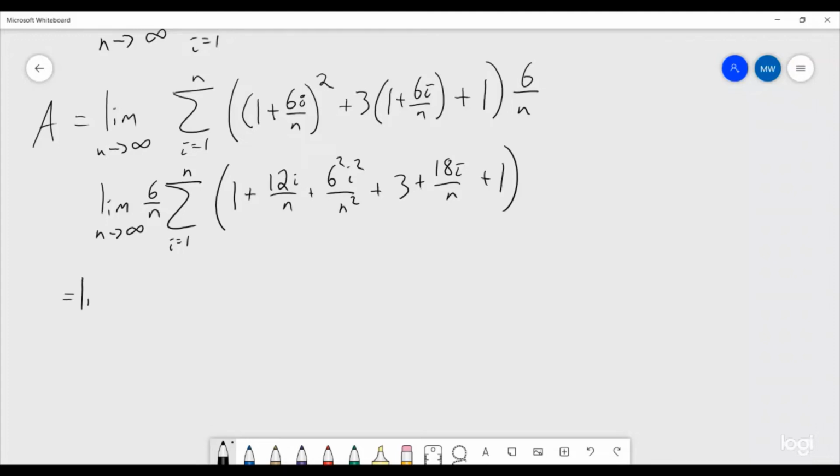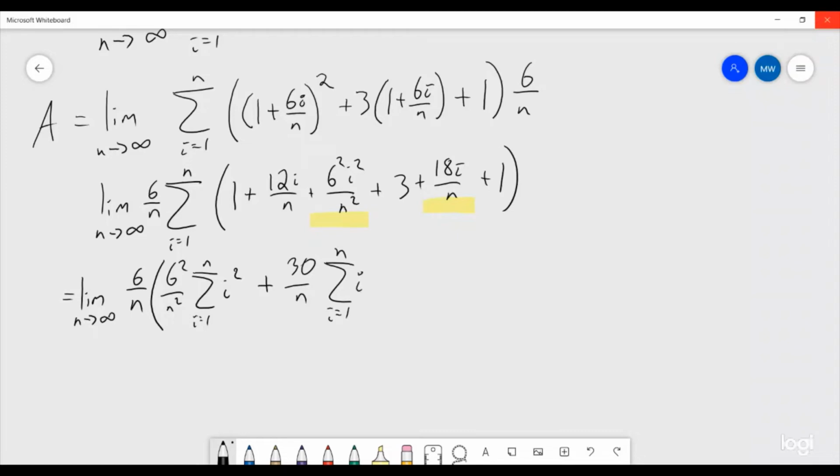So we got this is equal to the limit as n goes to infinity. We have a 6 over n times our i squared term. So that means we'll have a 6 squared over n squared, sum i equals 1 to n of i squared, plus our i term, 12 plus 18, that's 30. So we got 30 over n, sum i equals 1 to n of i, and we have 1, 3, and 1, that's 5, so we got plus 5, sum from i equals 1 to n of 1.